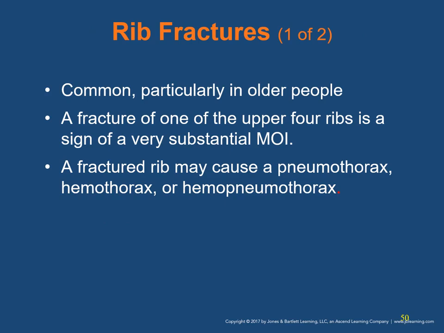Rib fractures. Common, particularly in older people whose bones are brittle. A fracture of one of the upper four ribs is a sign of very substantial MOI. A fractured rib may lacerate the surface of the lung, causing a pneumothorax, a tension pneumothorax, a hemothorax, or a hemopneumothorax.